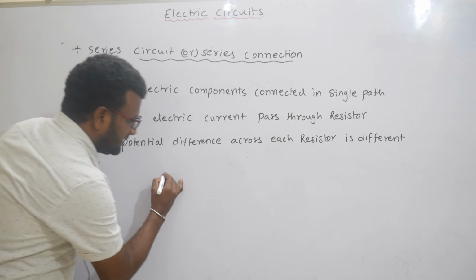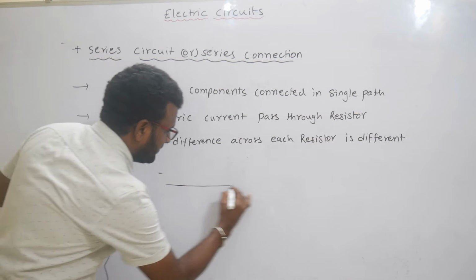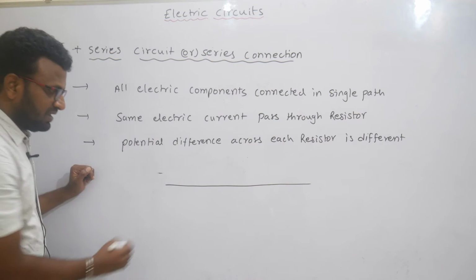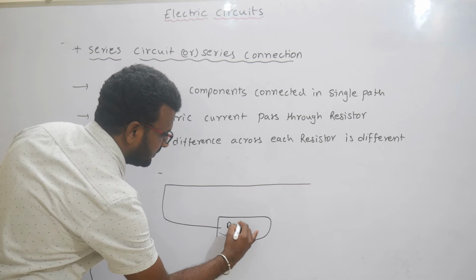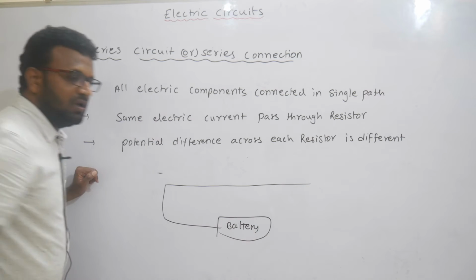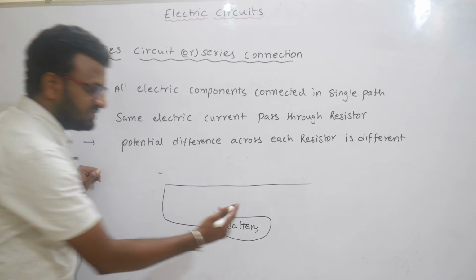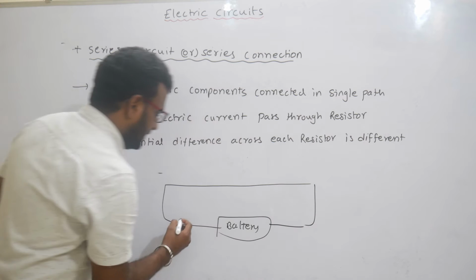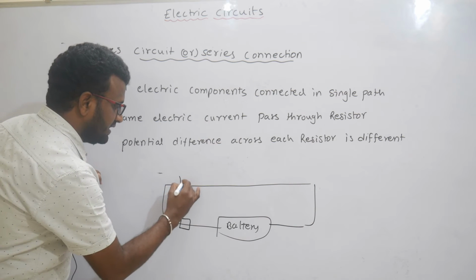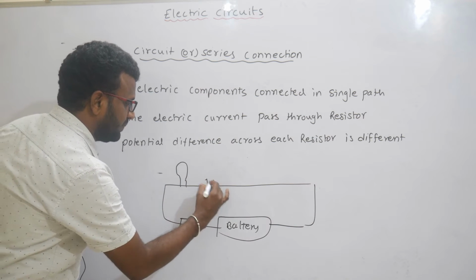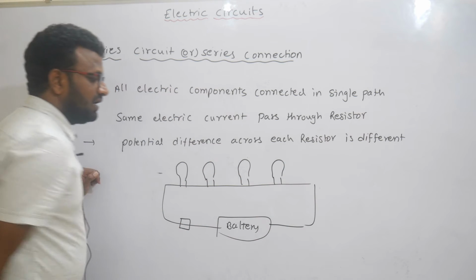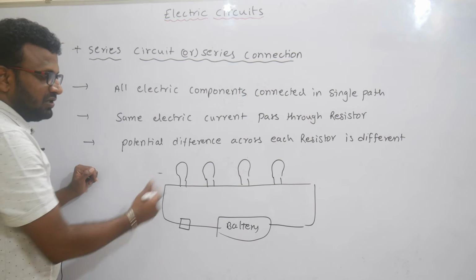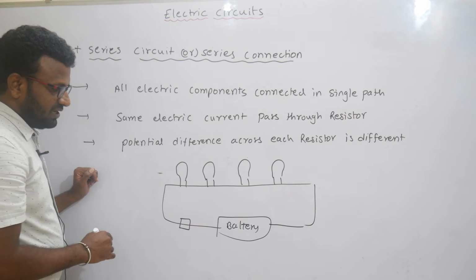Now I am going to show how the series connection will look. I am taking here one wire. That wire is connected to the source, the battery. This is nothing but a battery. If you take two cells and attach them, that becomes a battery here. So right, I am going to arrange the switch. The electric bulbs are connected in a single path. Right, I am taking here 4 bulbs. All these 4 bulbs are connected in a single path.